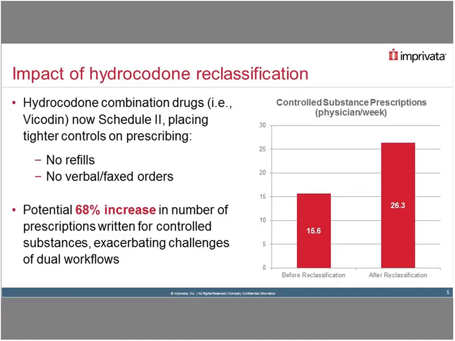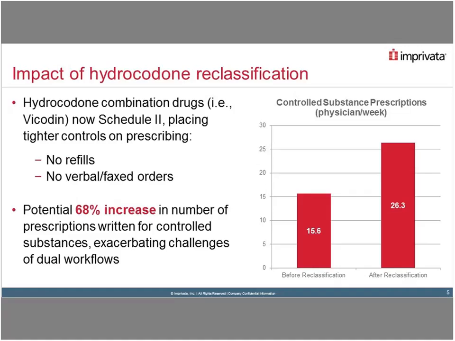So really what's exacerbated some of these challenges is the DEA's reclassification of hydrocodone products such as Vicodin last year. They moved from a Schedule 3 to a Schedule 2 controlled substance, which really puts tighter controls on how and how often they can be prescribed. For example, no refills or no verbal or fax orders.